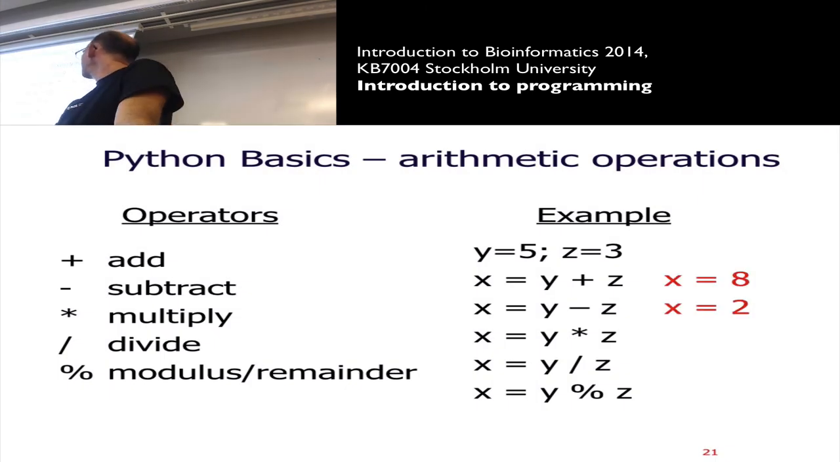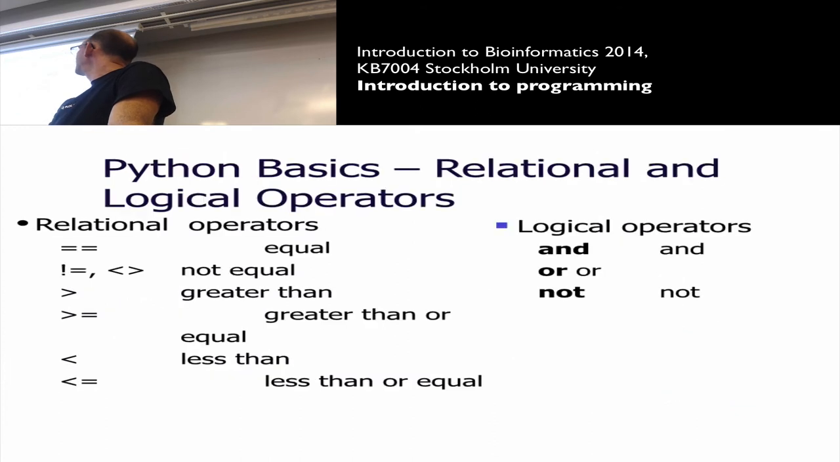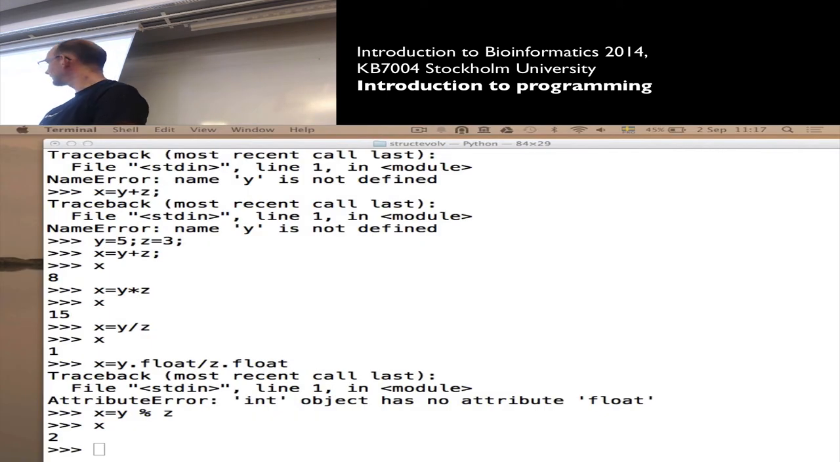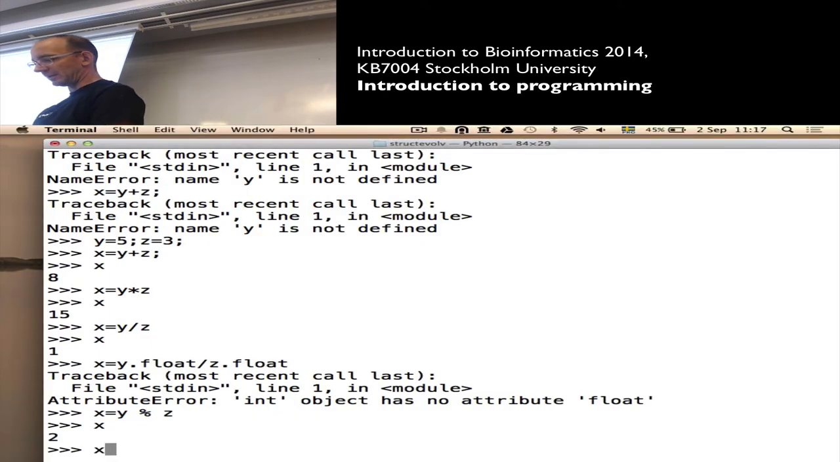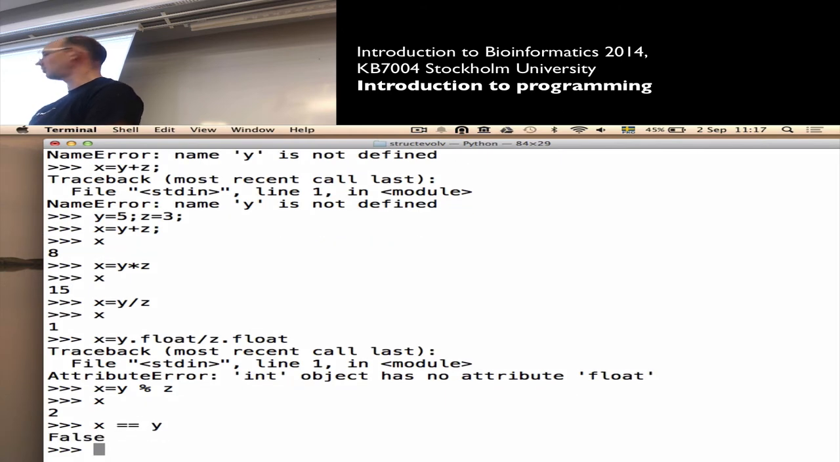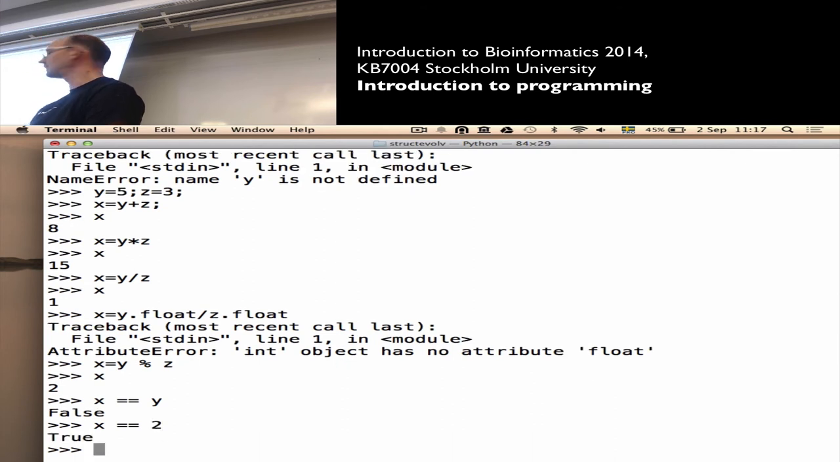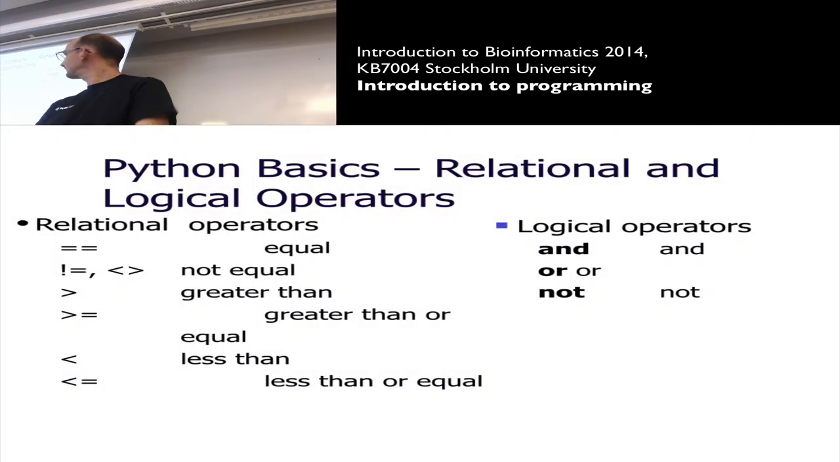So here it says what happens. I can only do things that are logical. I can, for instance, ask if x is equal to y, etc. So I can type the double equals, x equals y, false. x equals 2, it's true. So I can do things with that.